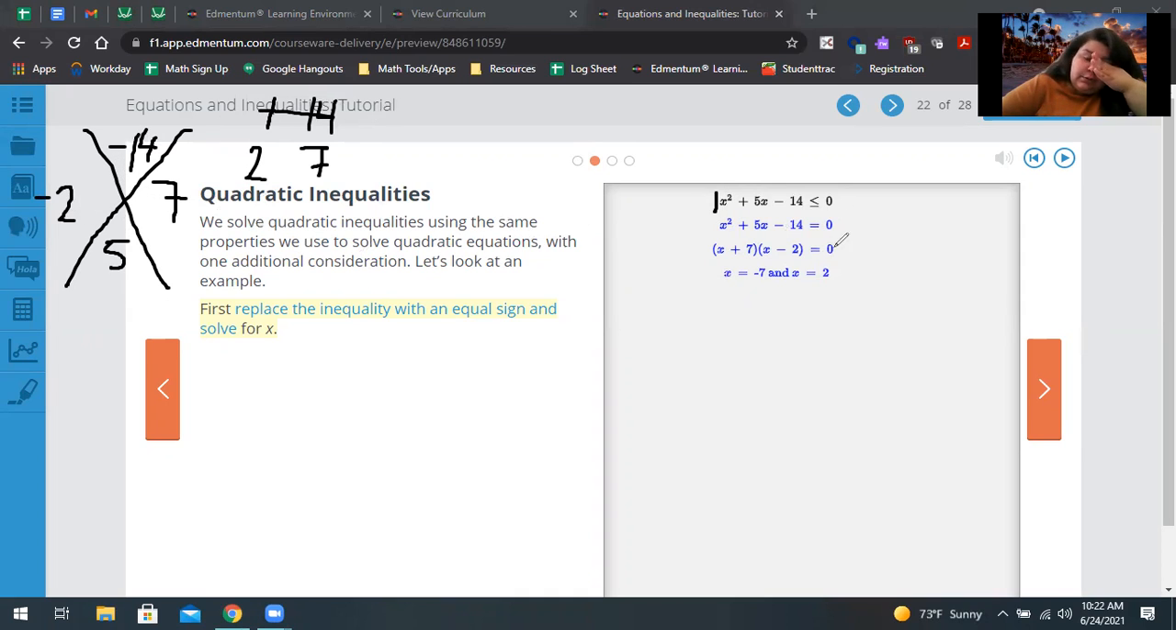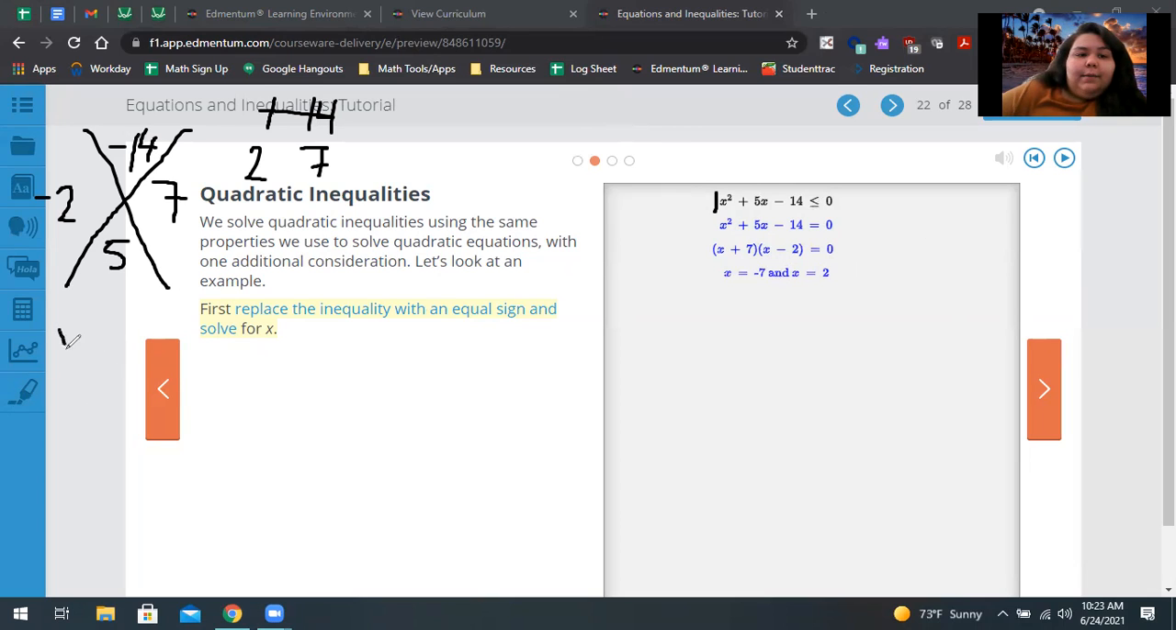That -2 is x minus 2. That +7 is x plus 7. Keep in mind, order does not matter. I could have rewritten it as x minus 2, x plus 7. We will still get the same thing. So that order of multiplying does not matter here. They continue to solve. They got x is equal to -7 and x is equal to 2. Again, that's just by separating those factors.